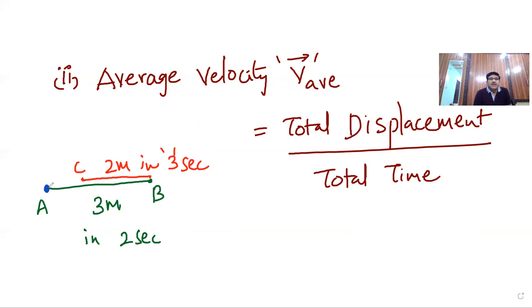Initially, A is the initial point. He went up to B, then from B he finally reached the C point. So A is the initial point and C is the final point. Clear? So 3 meters up to B, then again 2 meters back toward A.